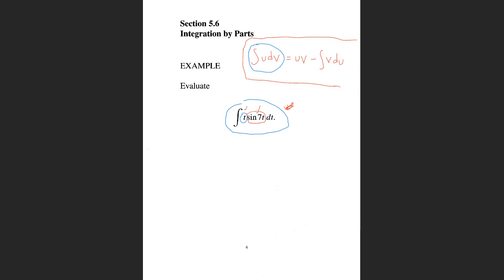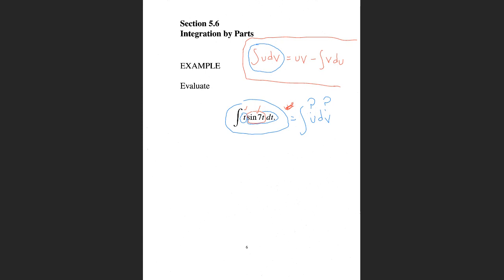So what we have to do is let u equal something, and let dv equal something. In other words, this integral is going to be equal to the integral of u dv. But what's u going to be, and what's dv going to be? I have to be a little more careful here. The sine of 7t dt, we can't forget about the dt.